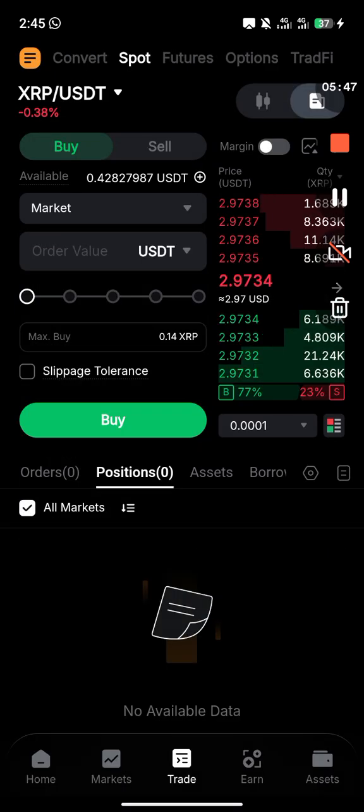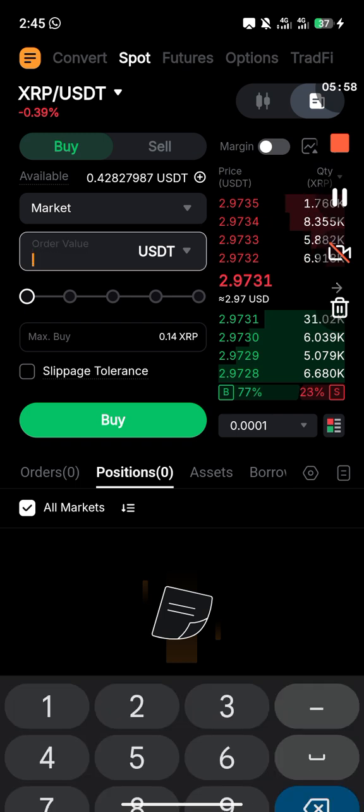Why market means that I want to buy at the current market price. That means I want to buy right now. So what's the current price of SRP? 2.9732. I want to buy right now. That's market. So then you click on this place.